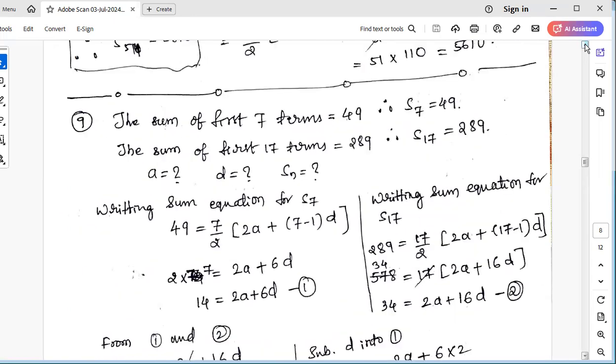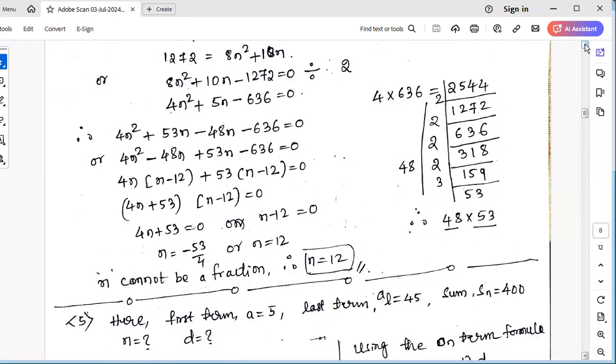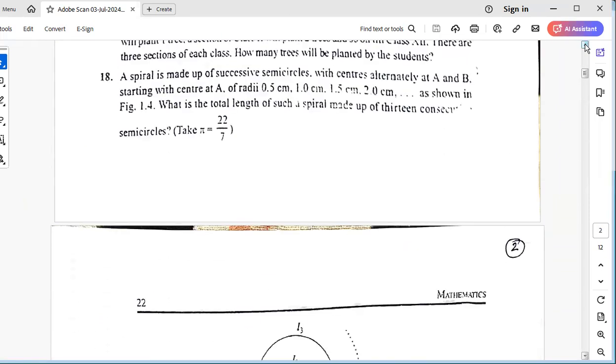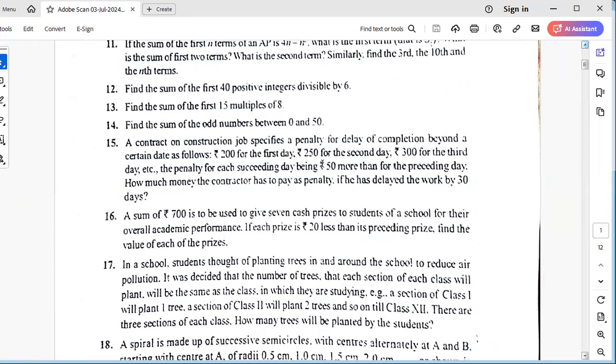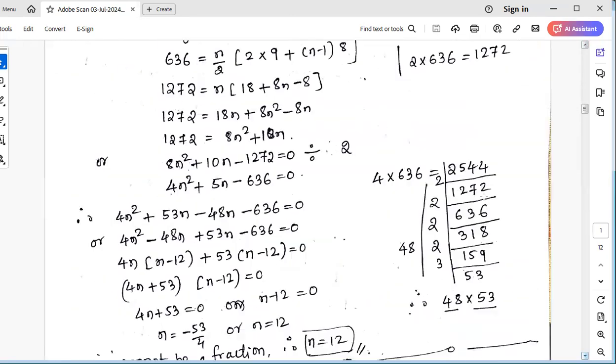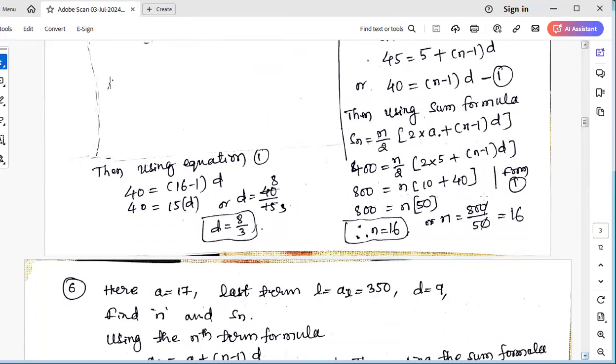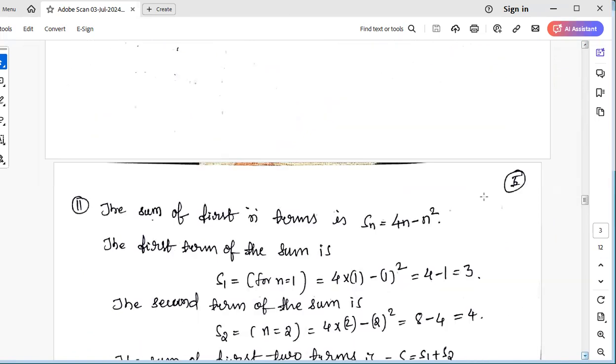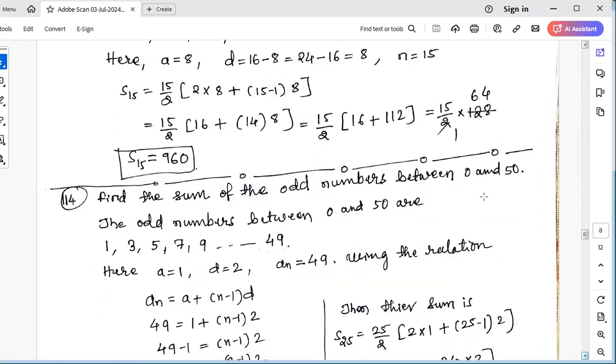Next, I will go to the problem number 14. Problem 13 is also solved. So the 14th problem is like this: find the sum of odd numbers between 0 and 50. So that is the problem. We have to find the sum of the odd numbers between 0 and 50.